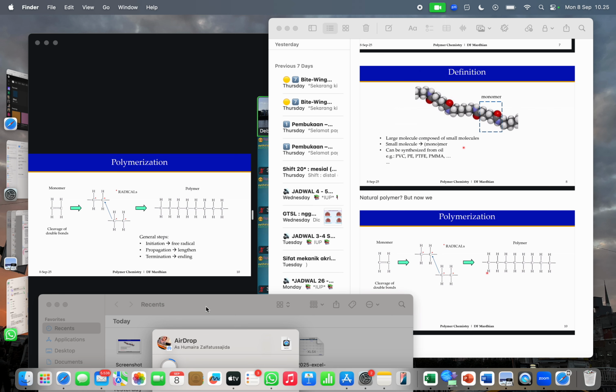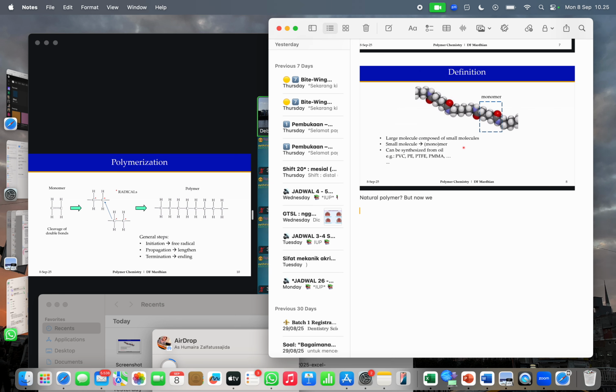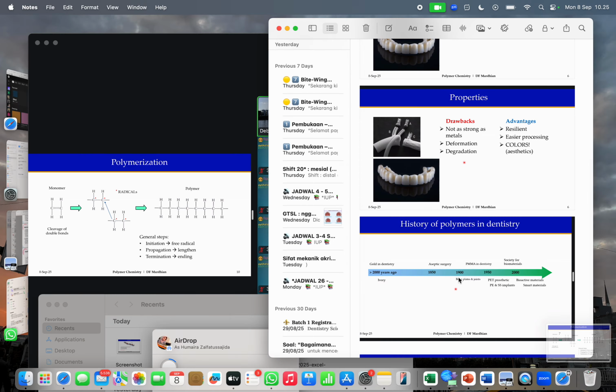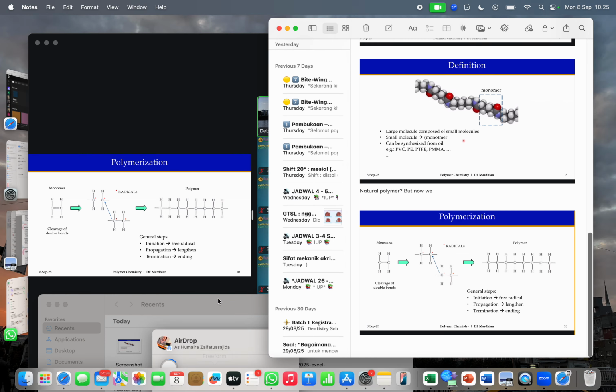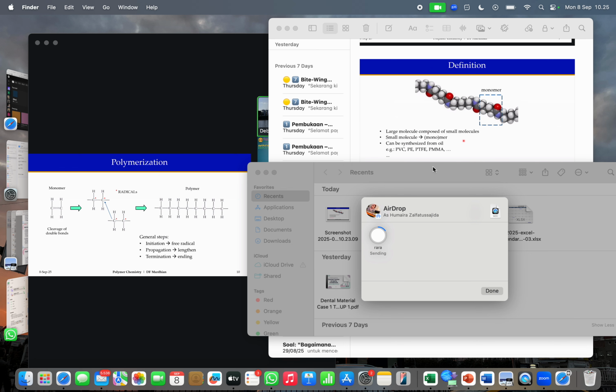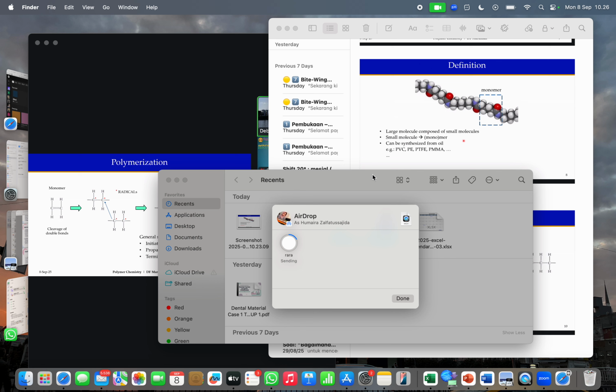So the general steps in polymerization were already discussed during the lab substitute. The first step is initiation, creating free radicals, then propagation, or the lengthening of the polymers, and then termination, or the ending. So three steps: initiation, propagation, termination. Initiation means creating free radicals for the chain reaction, propagation is the chain reaction itself, and termination is the ending of the chain reaction.